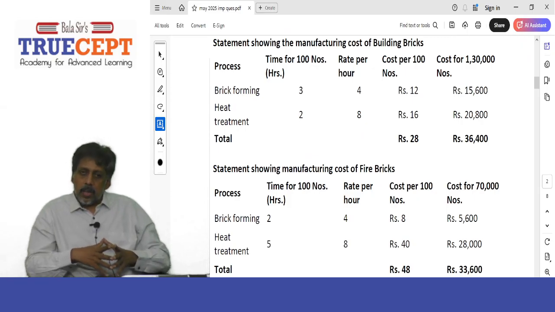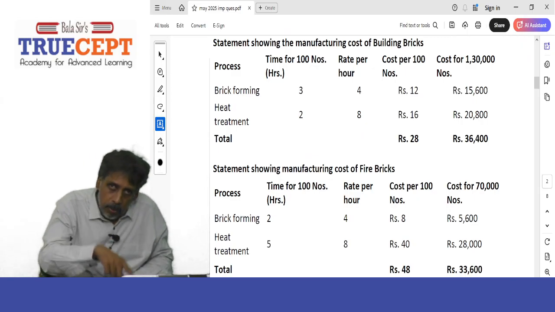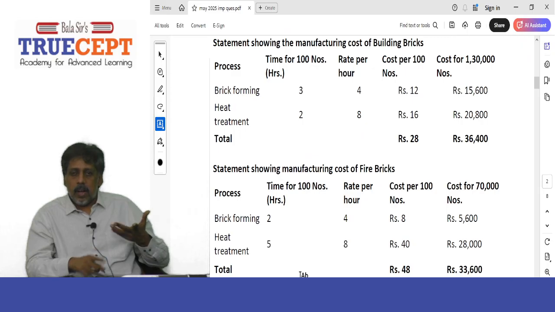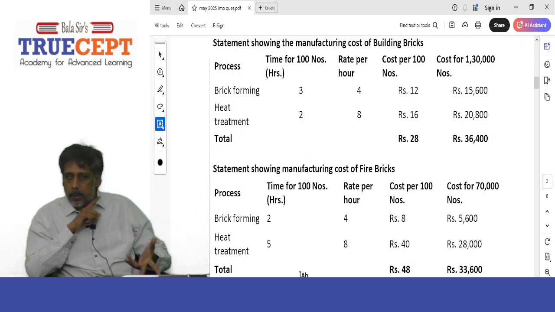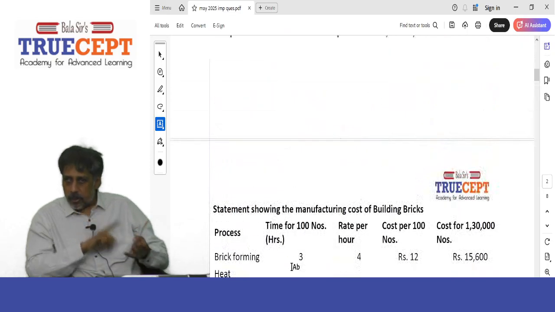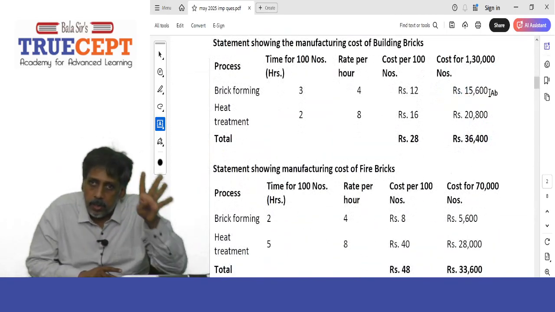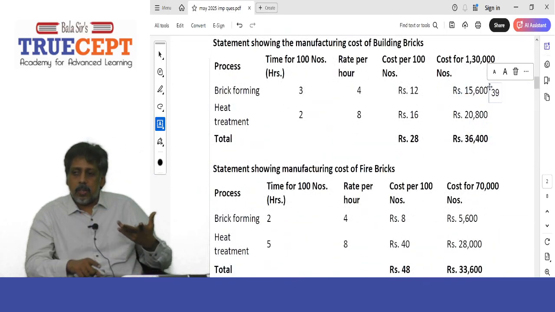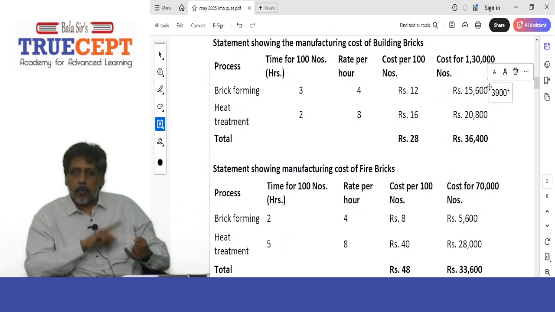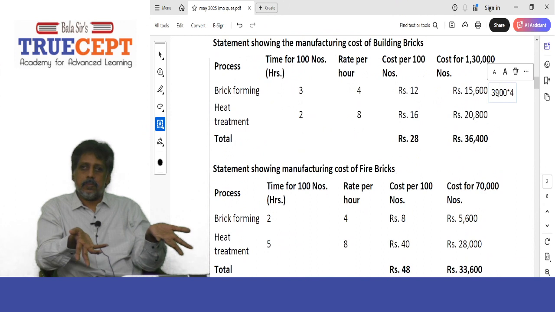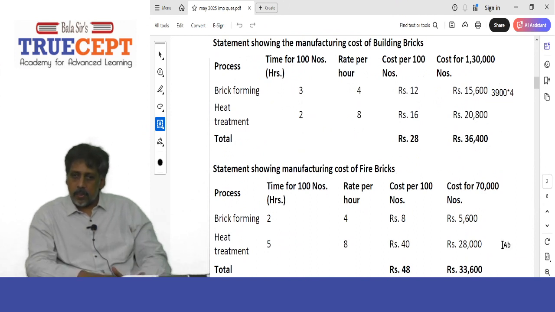15,600 rupees. Now there is another way to find this number. Remember, we know it is 3,900 hours spent on building bricks in process 1. That into rupees 4 per hour. So what is 3,900 hours into 4 rupees? It is also 15,600. That is all. Is that fine? Yes, sir.